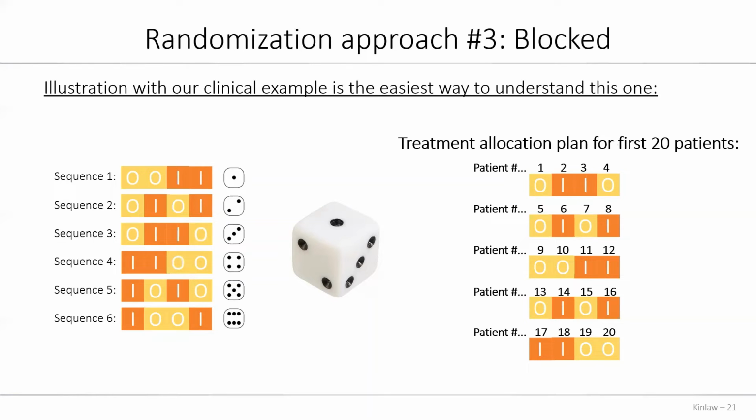9 through 12, etc. As we go through the process, we can see that our rolling of the die is laying out our recipe for what we're going to do for treatments for every single patient in our trial before we ever even know who they are.